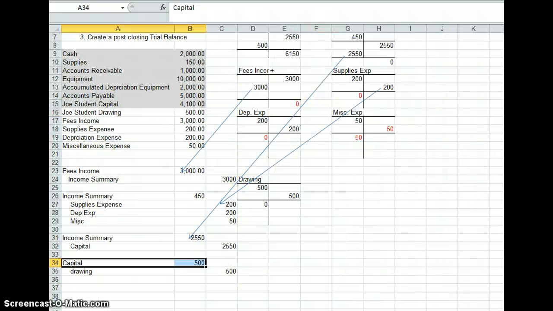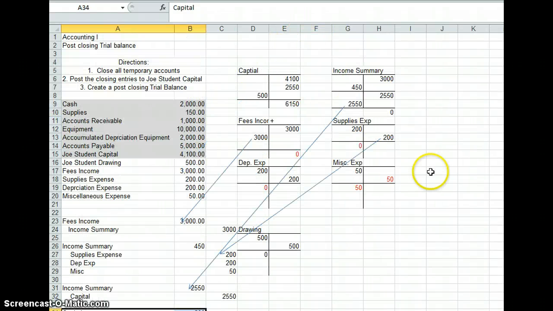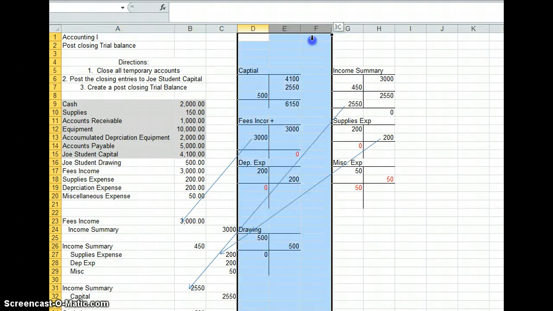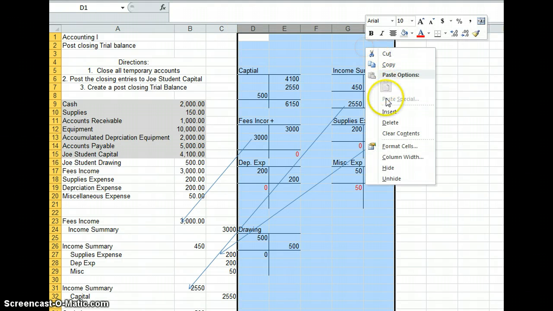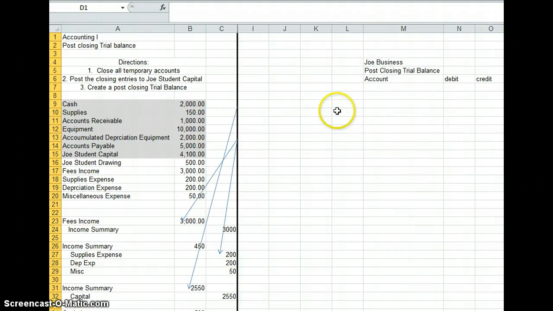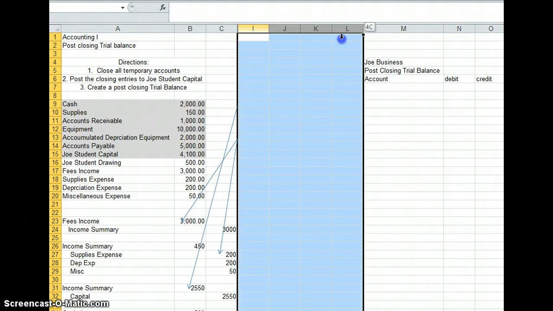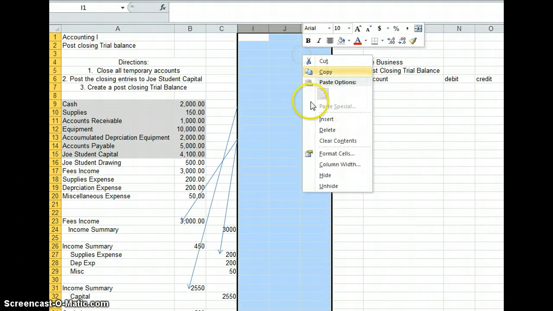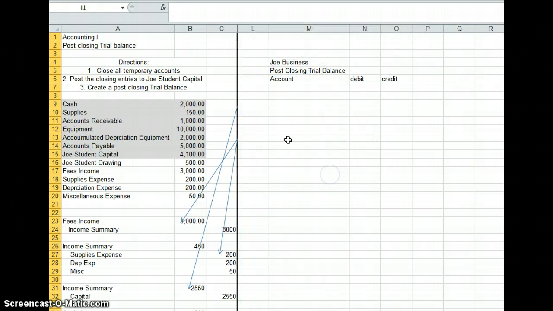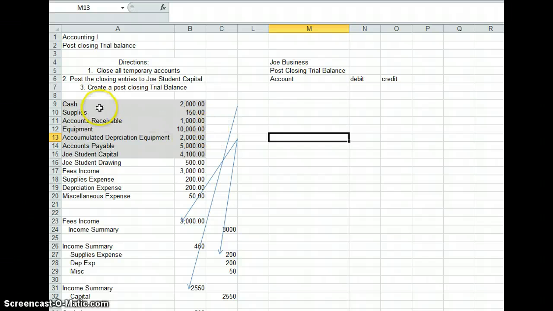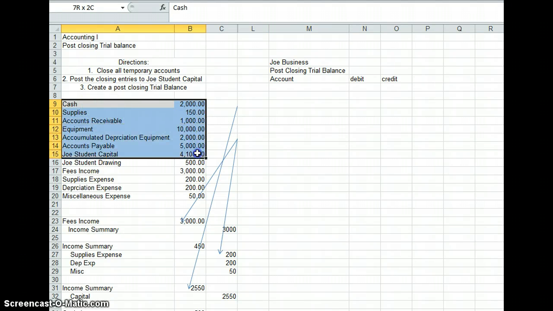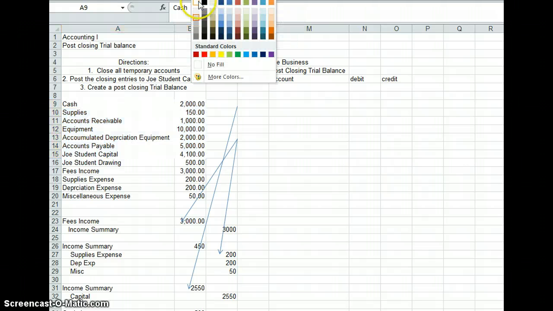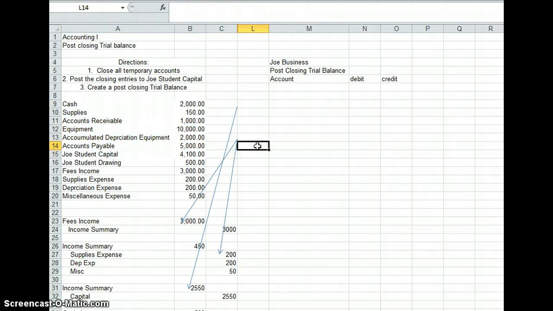The final step is a post-closing trial balance. So what I'm going to do here is I'm just going to hide our old T accounts. We're just going to hide them out of the way. And you can see that now I have a template being set up for a post-closing trial balance. The only accounts that should show up in a post-closing trial balance are these accounts, the ones that I have grayed out over here. These are the permanent accounts, and nothing changed to these balances for most of them when we did the closing process.